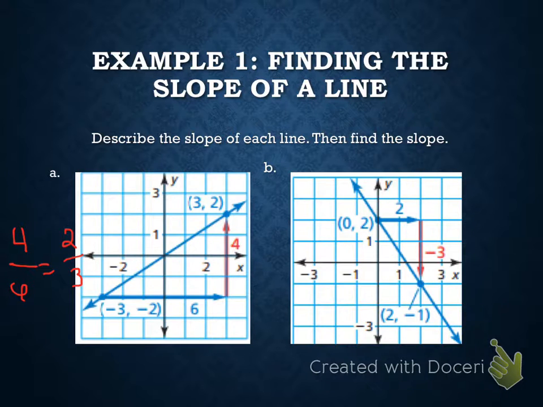If we're looking at B here, it shows that the rise is -3 and the run is 2. So the slope, or the m, is -3 over 2. And see, A is going up from left to right, so it's a positive slope, and B is going down from left to right, so it's a negative slope.